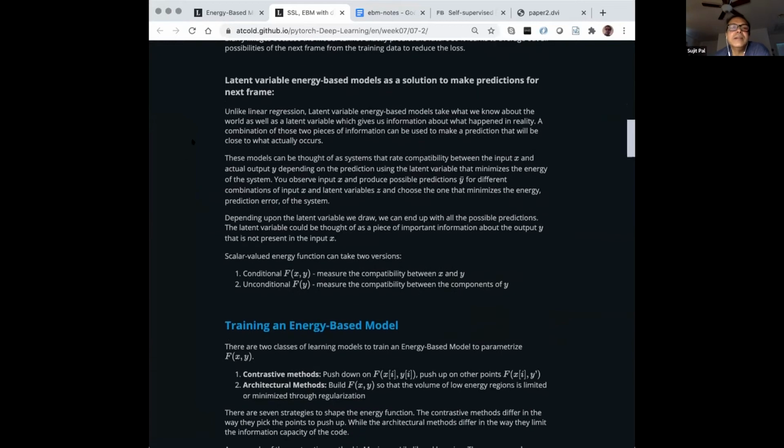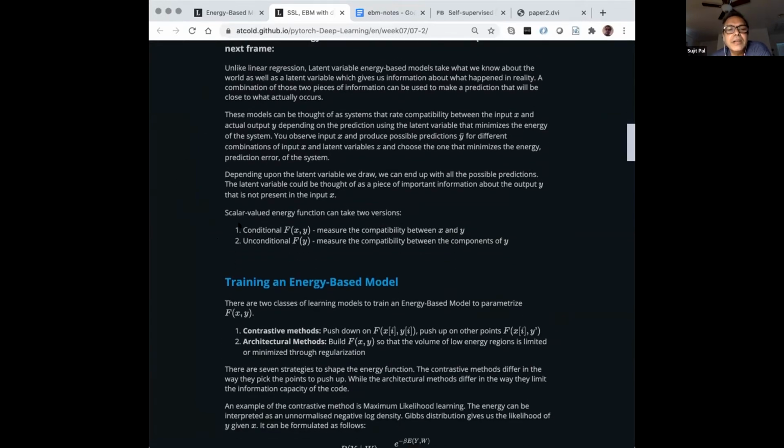So then he talks about predictions for the next frame, and there are two kinds in general of the energy-based models. One is conditional, where you talk about the compatibility between X and Y, and the other one is unconditional, where you measure the compatibility between the components of Y.